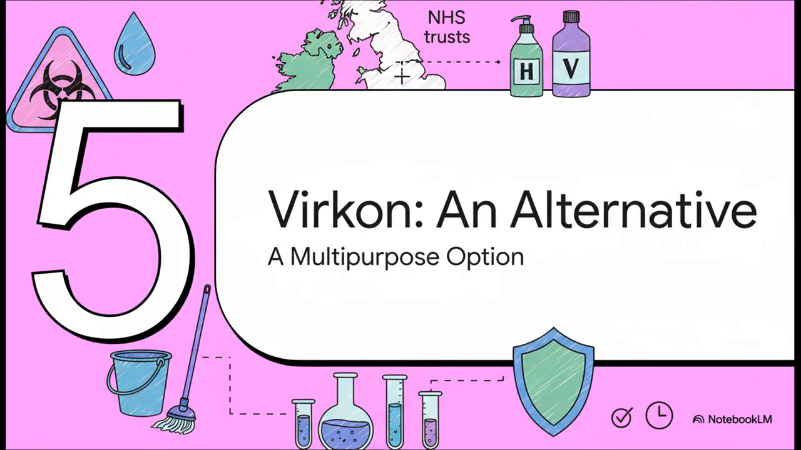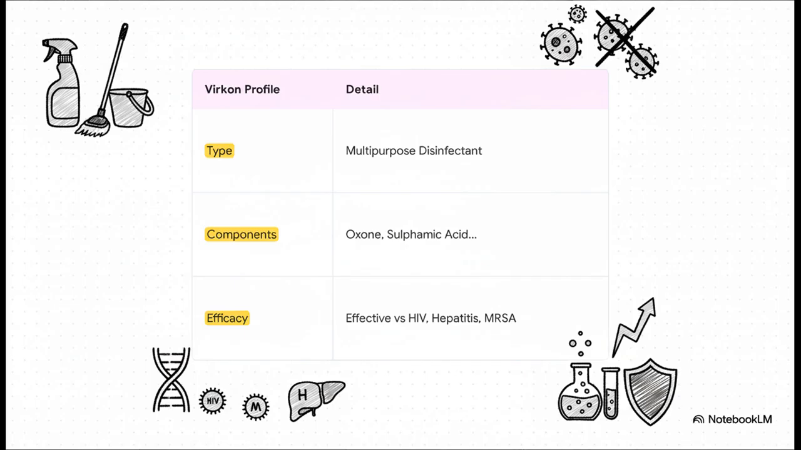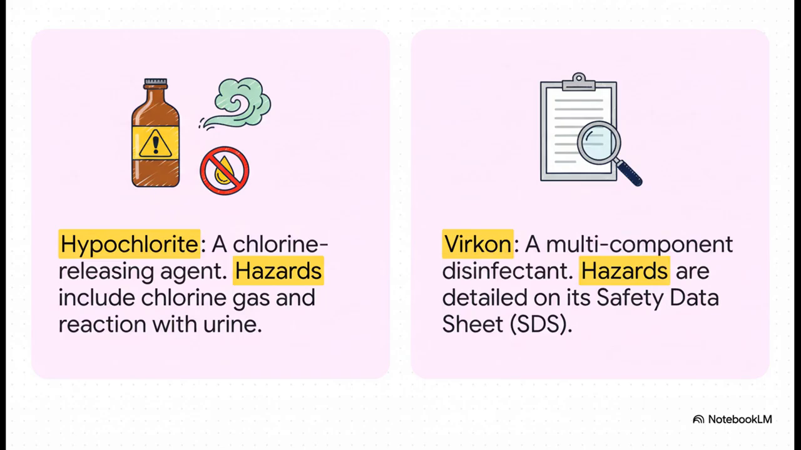Section 5, Virkon. Okay, so while hypochlorite is the standard, you might run into different protocols. Some places, like certain NHS trusts, for example, recommend an alternative called Virkon. So what is Virkon? It's a multi-component disinfectant that works differently than hypochlorite. Its main active ingredient is potassium peroxymonosulfate, which is another oxidizing agent, and it's mixed with surfactants and organic acids. It has a really broad spectrum of activity, and it's known to be effective against tough customers like HIV, hepatitis, and even MRSA.